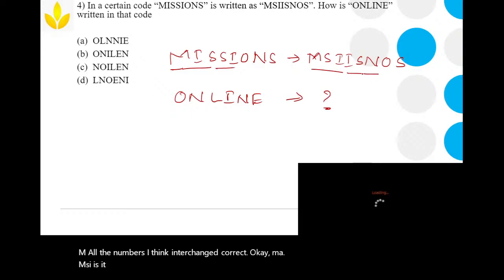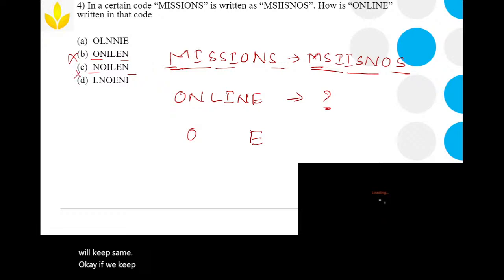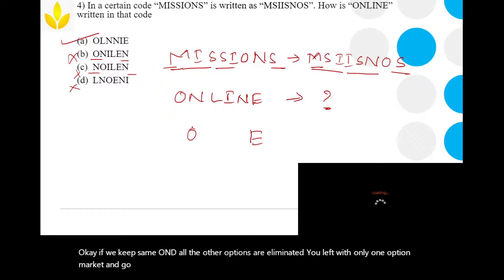SSIISN. Okay, I think different logic. M and S, the last and the first letters are kept same. So O, E will keep same. If we keep same O and E, all the other options are eliminated. You are left with only one option, mark it and go. Simple, correct? Yes or no?